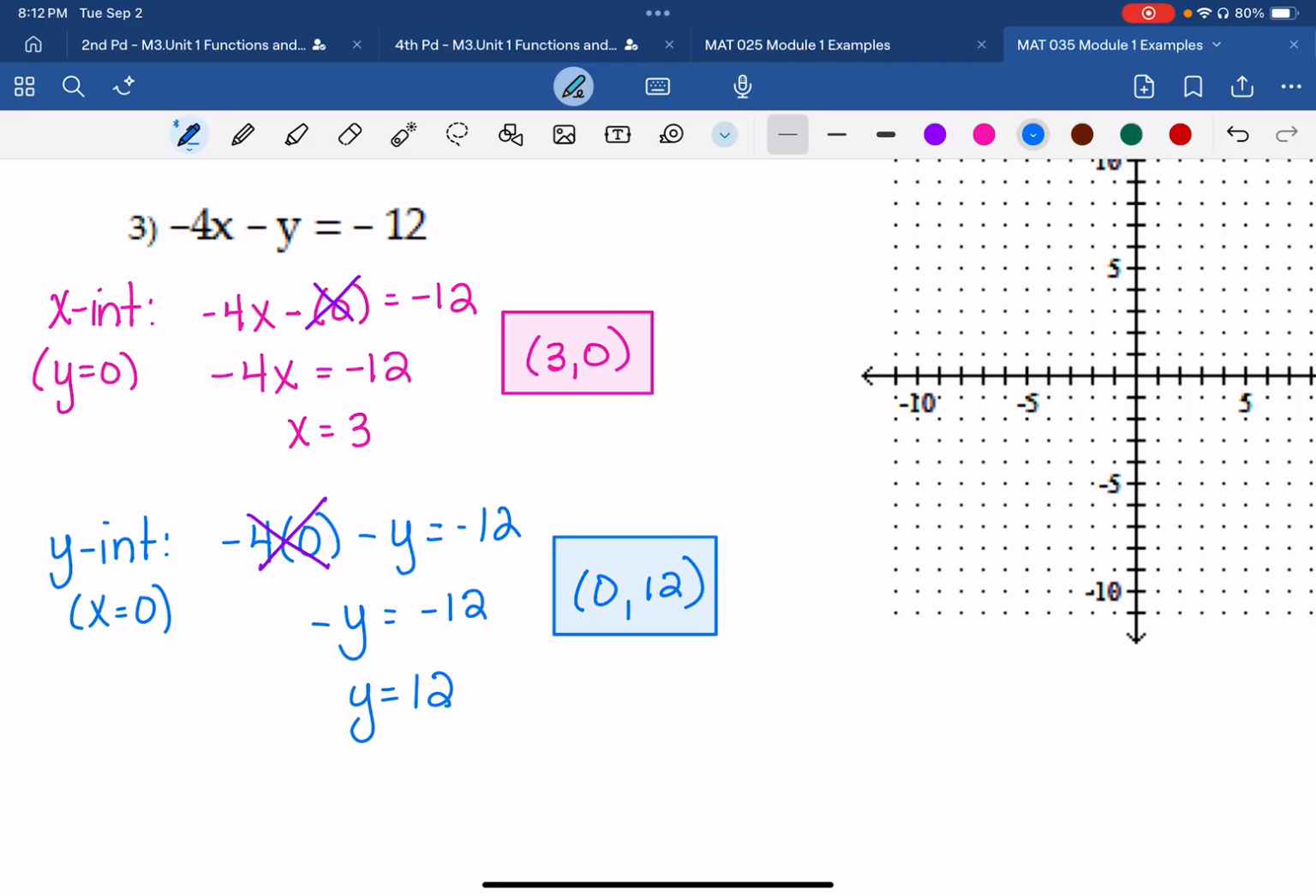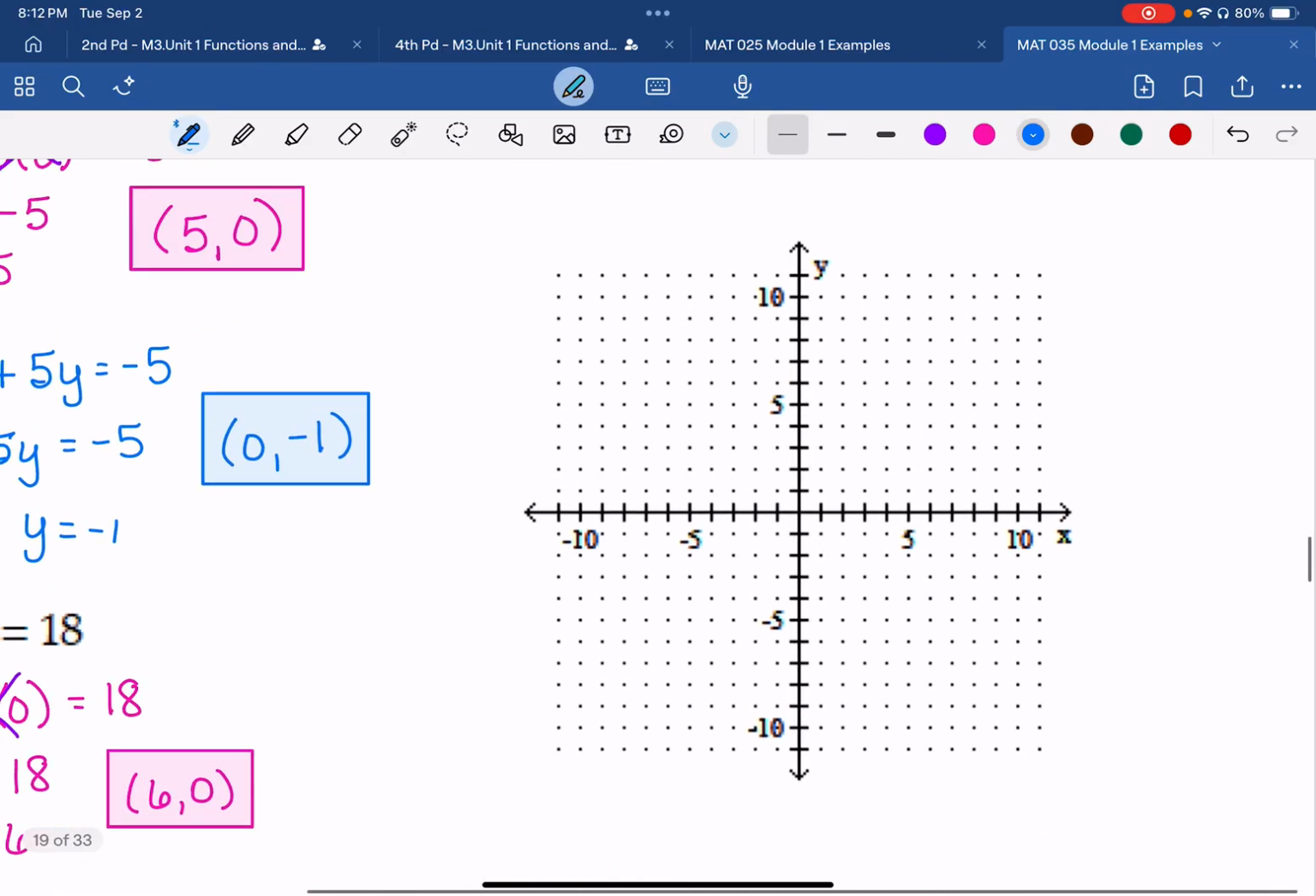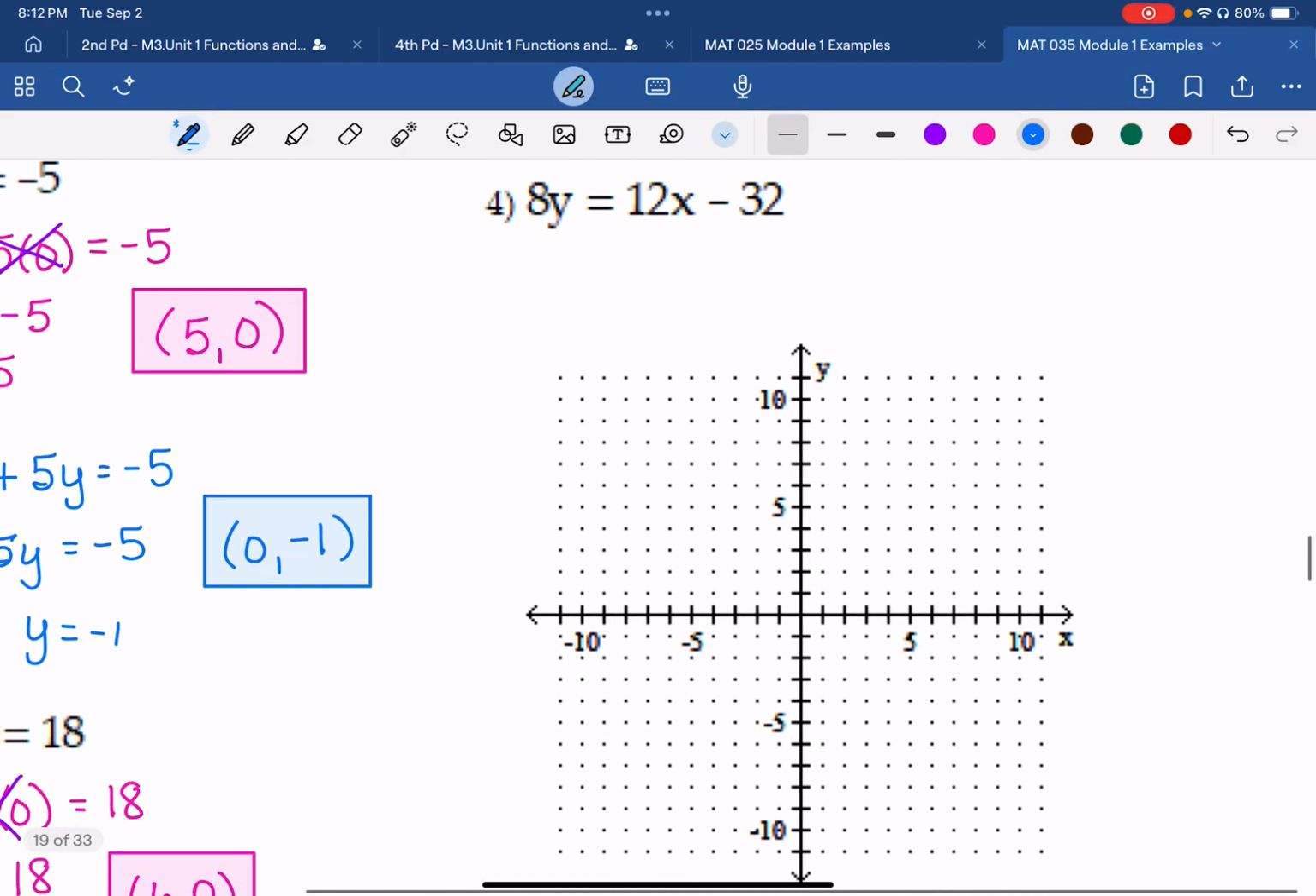So now that we've looked at how to find the x-intercepts and y-intercepts, let's look at how to do that and graph it. So let's add one more step. So example 4, same idea, okay? We're going to solve for the x and y-intercepts, but then we're also going to graph them. So x-intercept, again, remember that's when y is equal to 0.